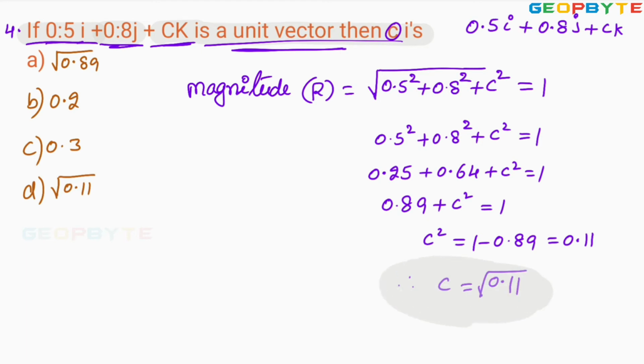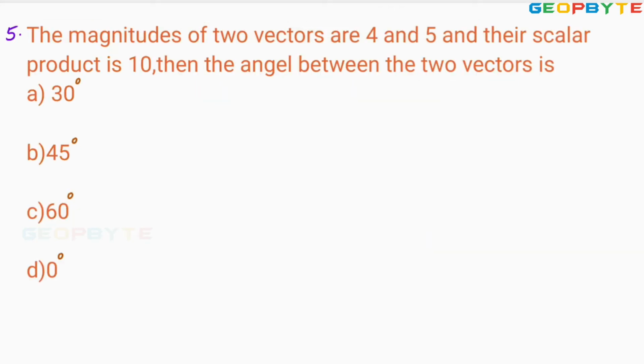I hope you clearly got my point. The option D is absolutely correct. I hope all of you understood. Let us go for the next problem. Look at the fifth problem. The magnitudes of two vectors are 4 and 5. Let vector A equal to 4 and vector B is equal to 5, and their scalar product is 10.